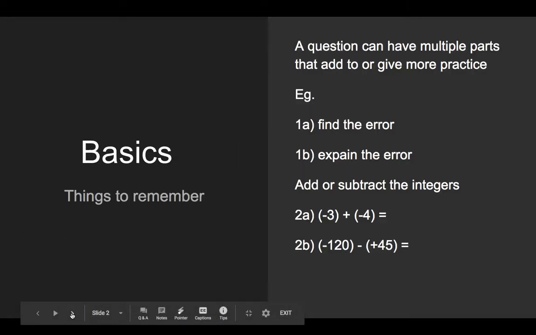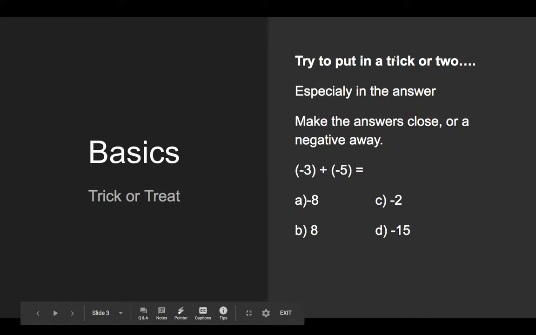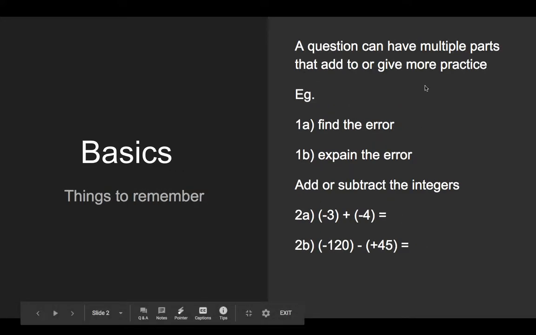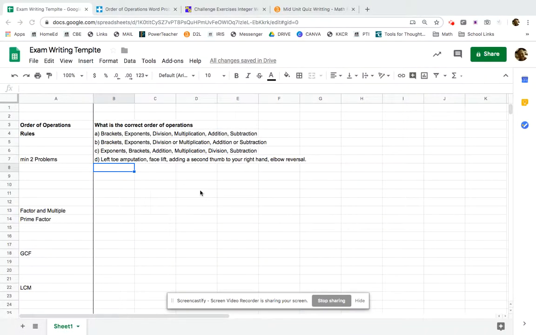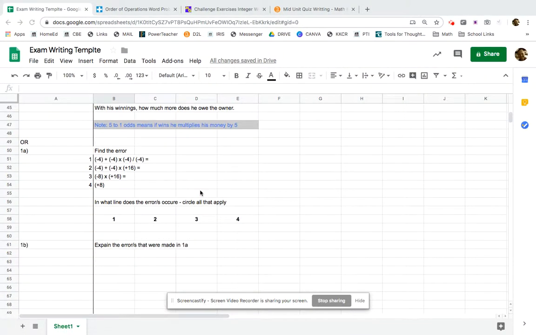One of the biggest things I want you to remember here is that any question can have multiple parts to it. This can make the problem get bigger. You can add things to it or give more practice. For an example, if we do a find the error problem, so you write something out and it's find the error, as in this one here.